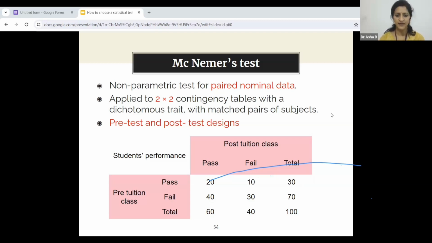Just like a paired t-test, even when we have this paired nominal data, we have to take this McNemar test. Don't go for the chi-square test. Often we have seen students using the chi-square test when we have paired nominal data. So the McNemar test should be used instead of the chi-square test here.